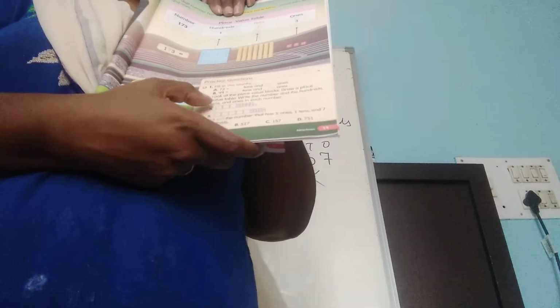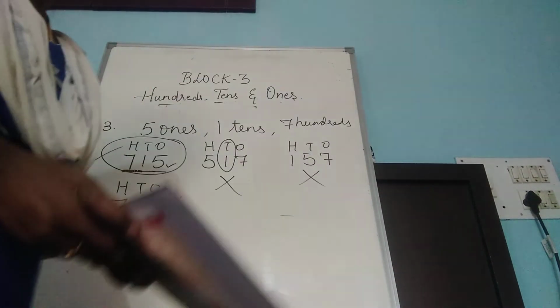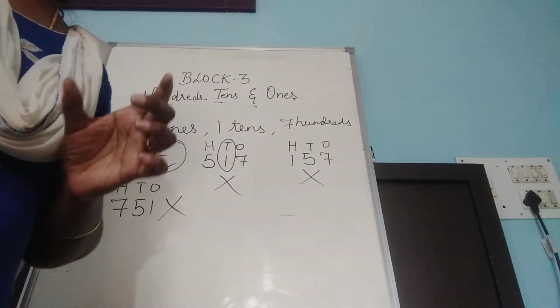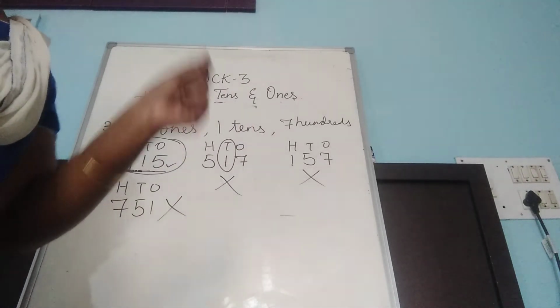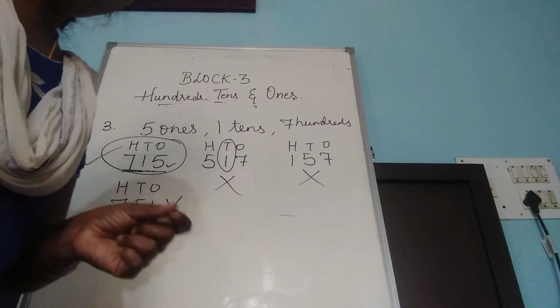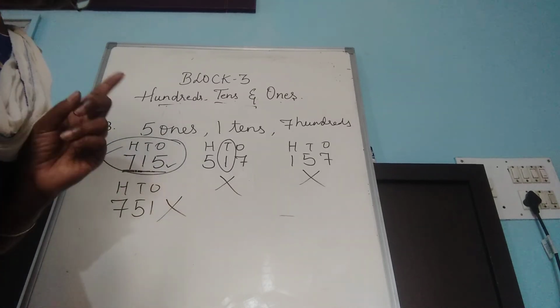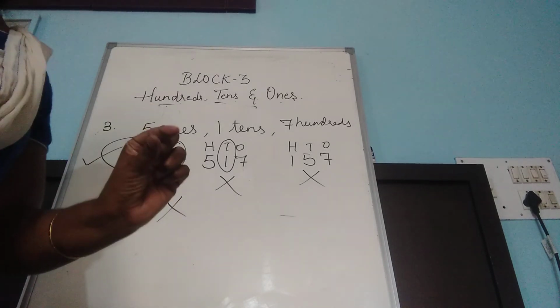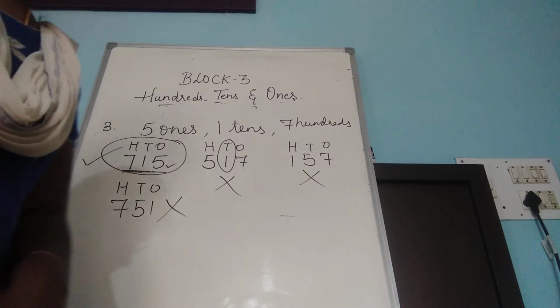Okay, so here this is the representation of the numbers. They will give you the boxes and you should represent. So the big square box is 100. The long rectangle box is the tens, and the small square box is your ones place.